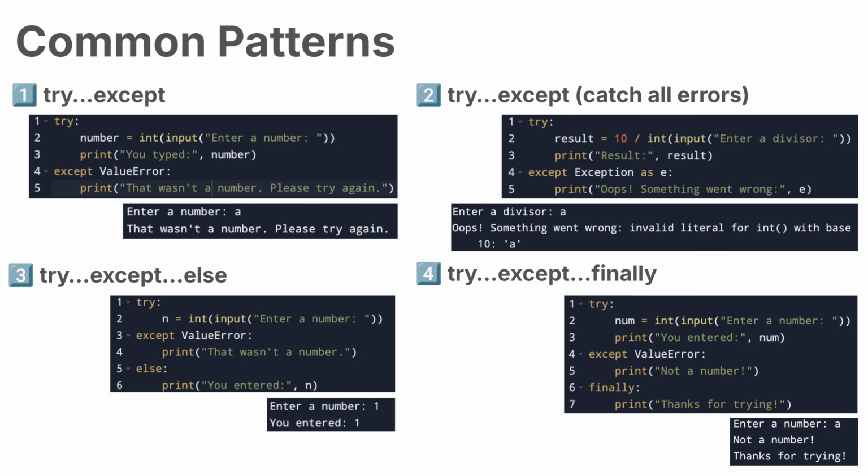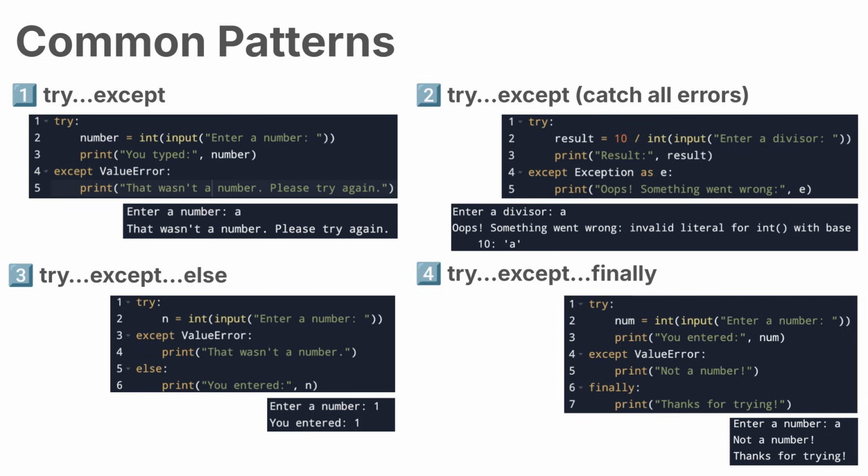The second one is try except catching all errors. If you're not sure what kind of error might happen, you can catch any exception and handle it. This can be useful in quick prototypes or when you just want to show a friendly message instead of a crash. The third one is try except else. Here, the else block runs only if no error happened in the try block. This is a neat way to separate your success code from your error handling code.